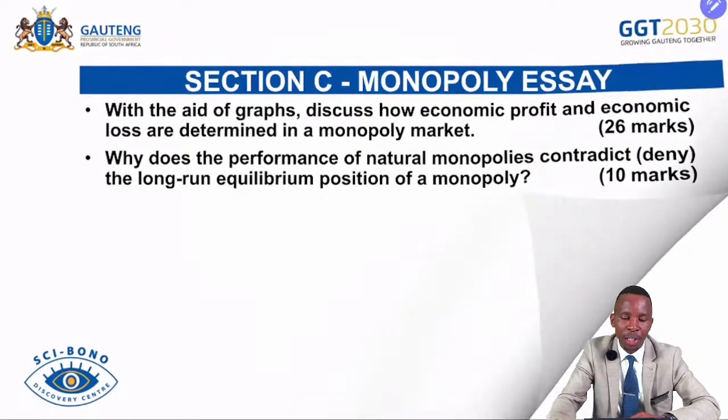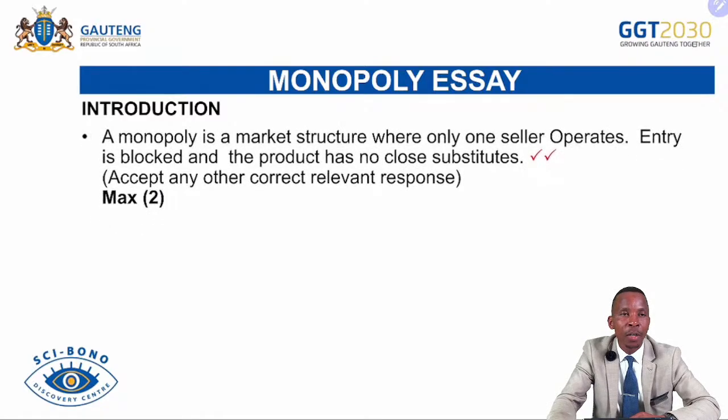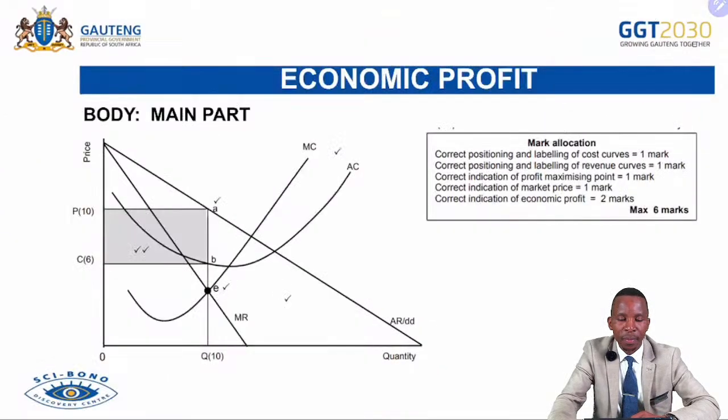Let's see possible responses. You have your introduction, remember, where you define or describe the monopoly. A monopoly is a market structure where only one seller operates. Entry is blocked and the product has no close substitutes. That gives you 2 marks. Remember, the information you provide in the introduction should not be repeated in the body of your essay. And then the body or the main part of the essay.